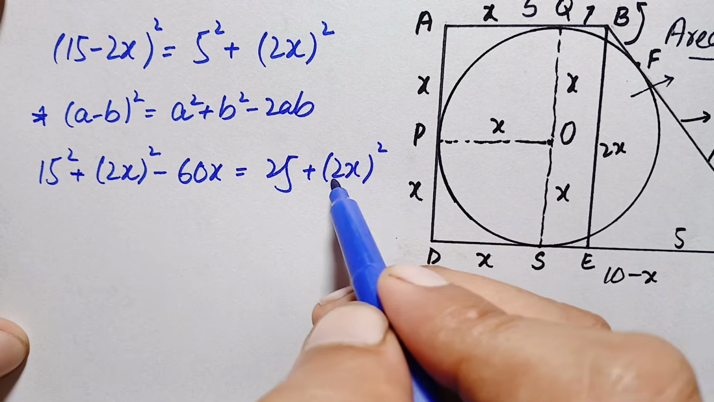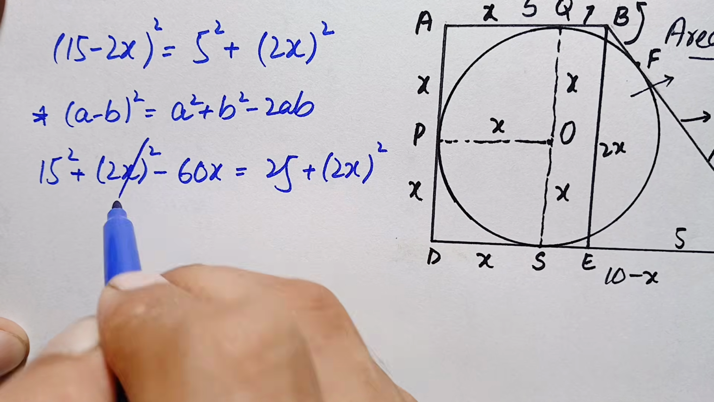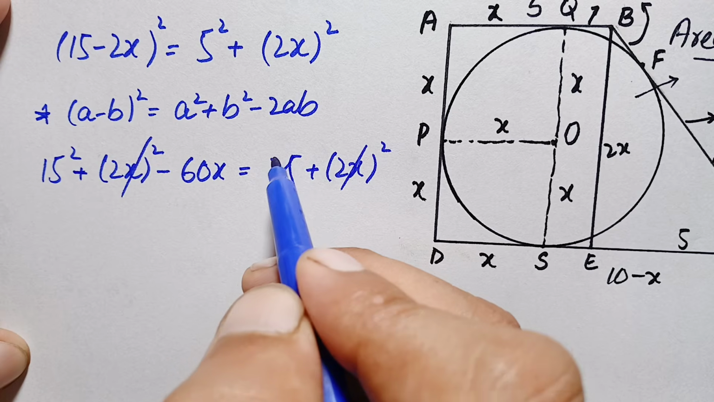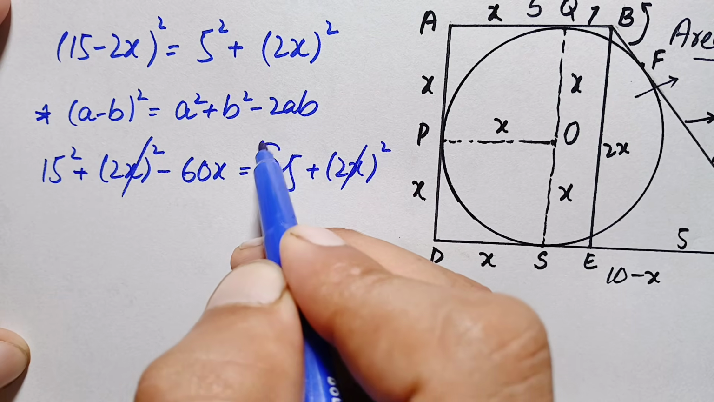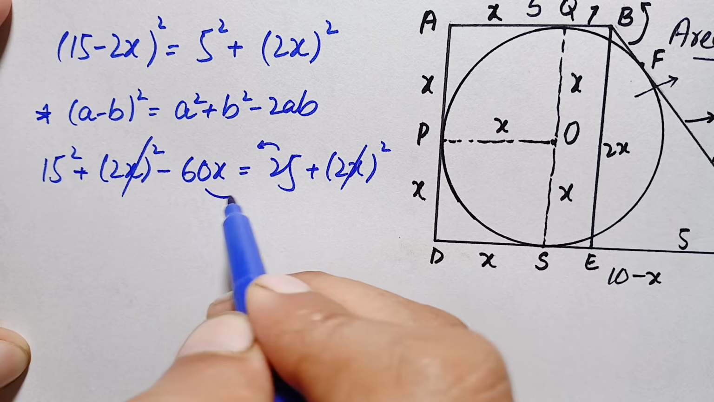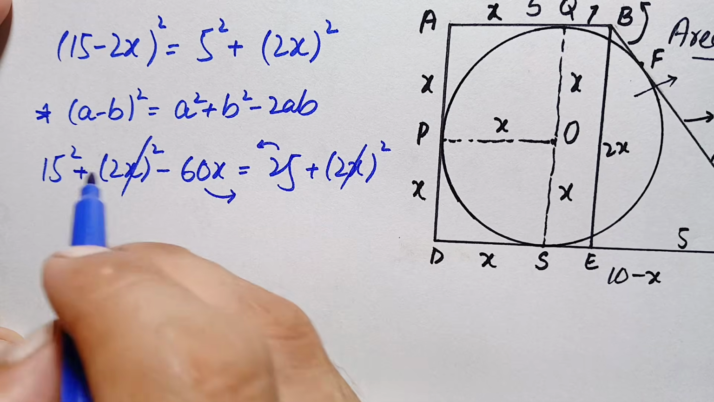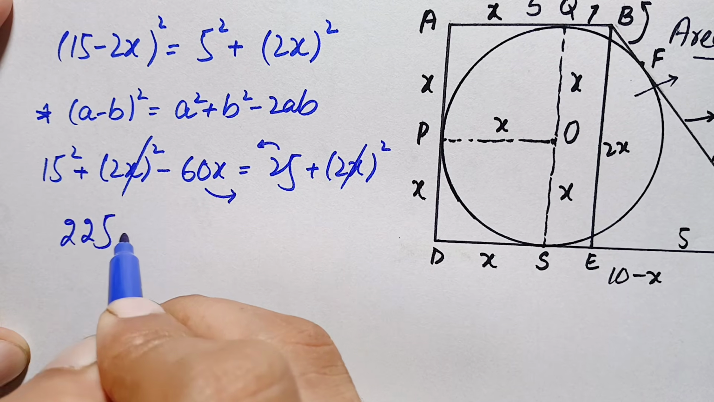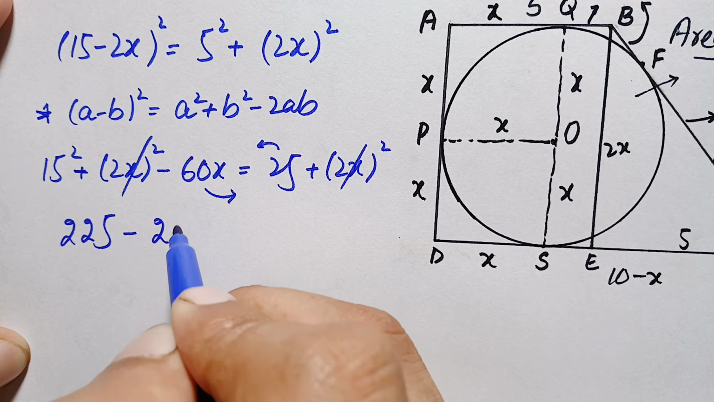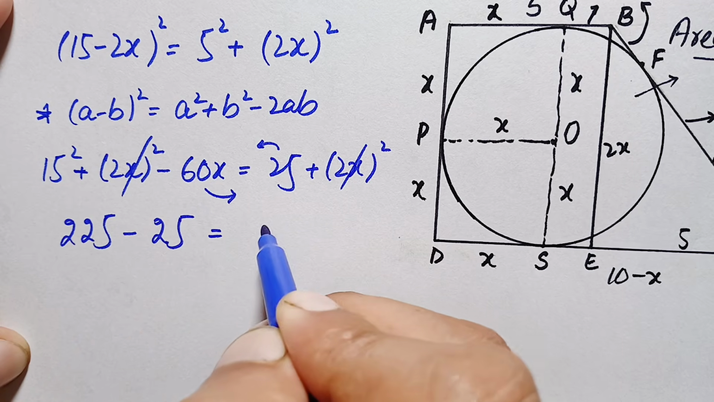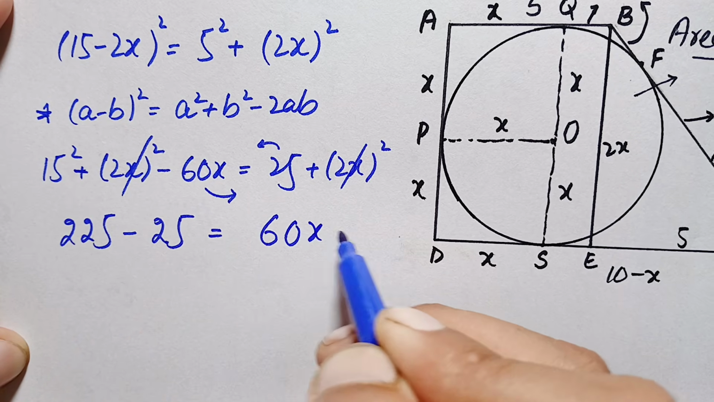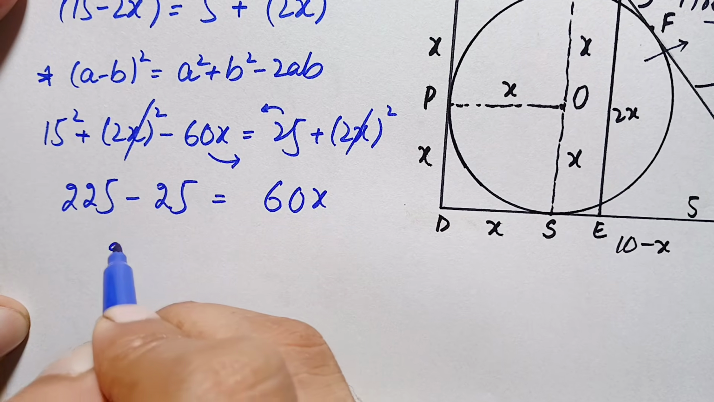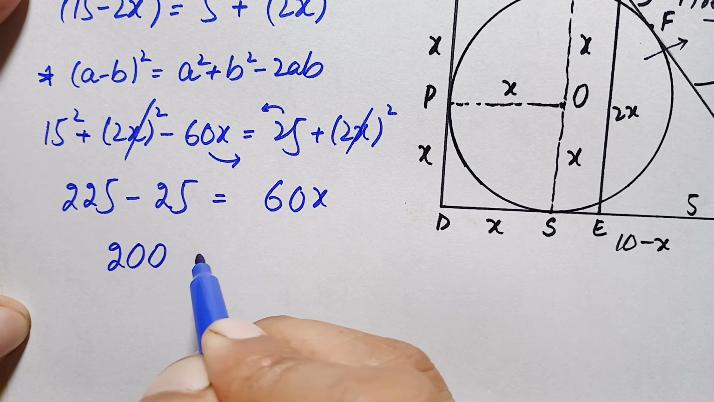Now look at both sides, there is 2x whole square, so we will cancel them with each other because they have the same sign. Here we will move this number 25 to the left hand side and this negative 60x to the right hand side. So this will become 15 square, simply 225, minus 25 is equal to 60x. Now we simplify the left hand side, so it gives simply 200 is equal to 60x.